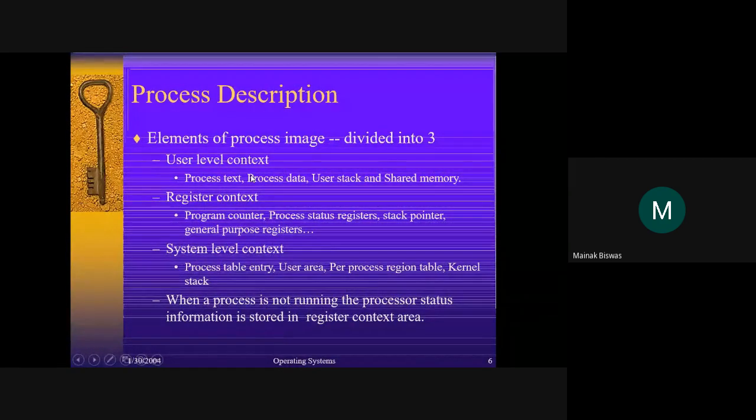মানে ইউজার লেভেলে তুমি যে কোডটা লিখেছো সেটা টেক্সট। প্রসেস ডেটা, যে গ্লোবাল ভ্যারিয়েবলগুলো ডিক্লেয়ার করেছিলে সেটা। থার্ড হচ্ছে ইউজার স্ট্যাক, যেখানে তোমার টেম্পোরারি ভ্যারিয়েবল স্টোর হবে বা ফাংশন অ্যাড্রেস স্টোর হবে। আর শেয়ার্ড মেমরি মানে তোমার ডাইনামিক মেমরি, যেখানে তুমি লিংক লিস্ট বা যে কোনো কিছু তৈরি করবে। এটাকে বলা হয় ইউজার লেভেল কনটেক্সট। এটা তোমরা অলরেডি পড়েছো ইন দ্য ইউনিক্স ক্লাসেস। Then there is the register context.